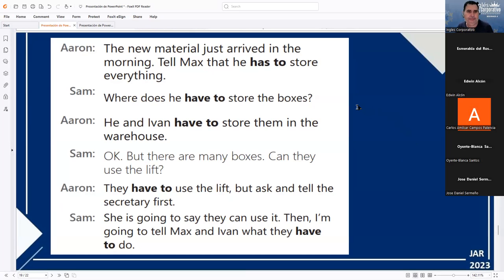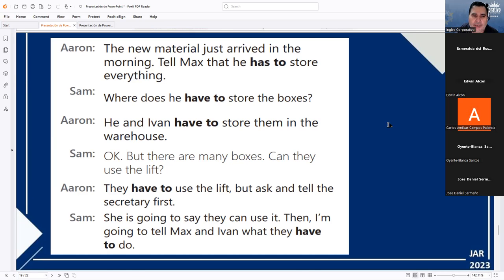Okay, again, the new material just arrived in the morning. Tell Max that he has to store everything. Where does he have to store the boxes? He and Ivan have to store them in the warehouse. Okay, but there are many boxes. Can they use the lift? They have to use the lift, but ask and tell the secretary first. She's going to say they can use it. Then I'm going to tell Max and Ivan what they have to do.